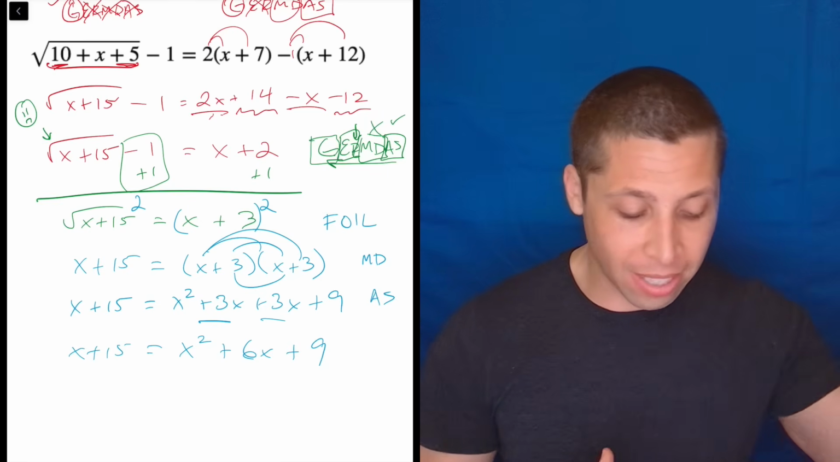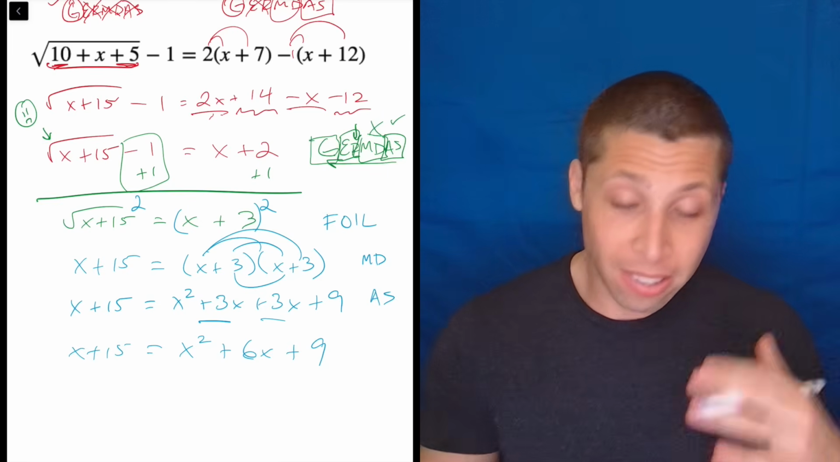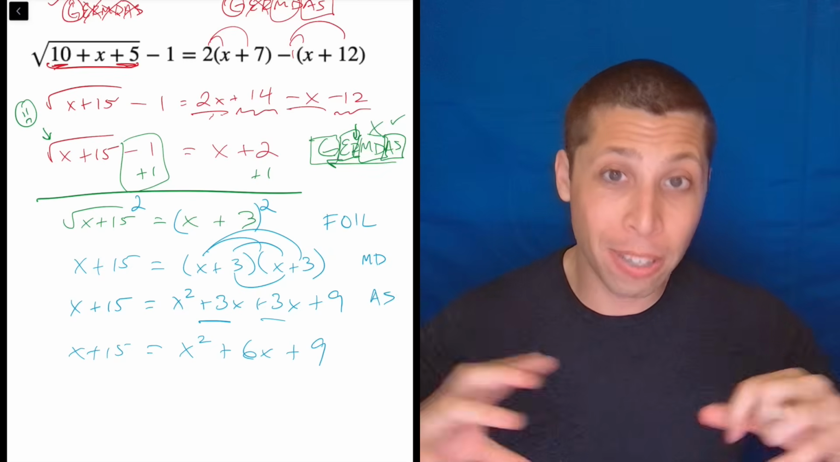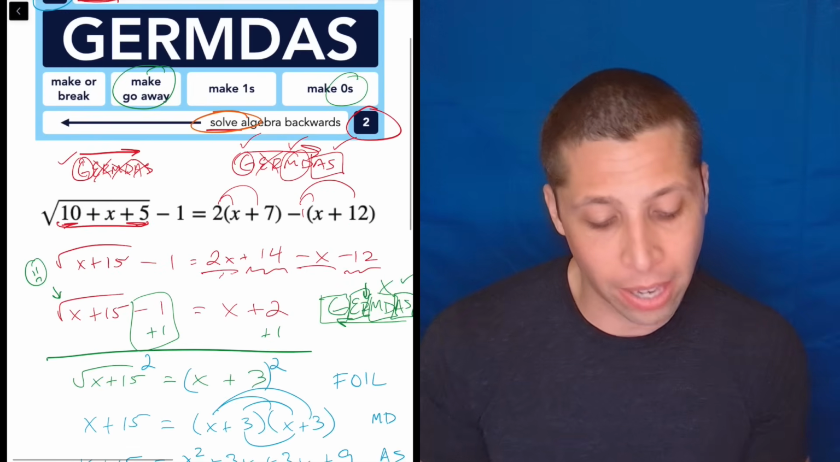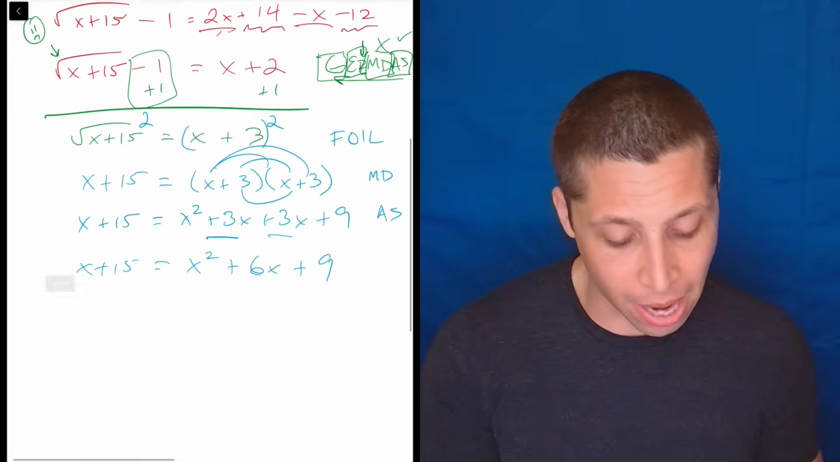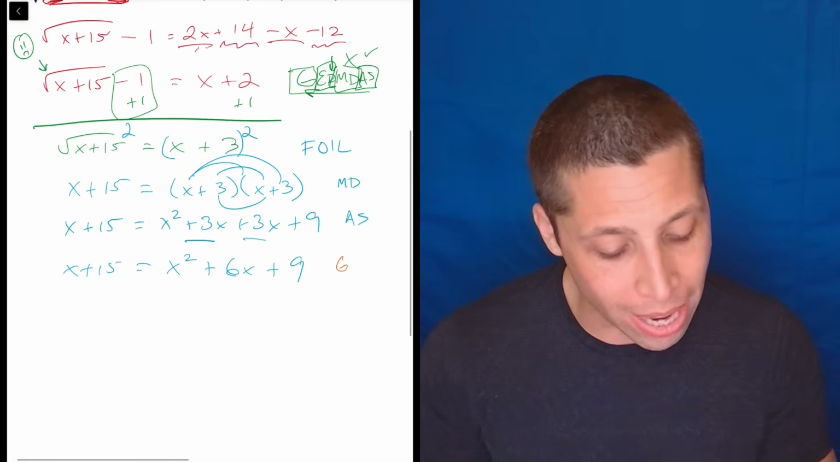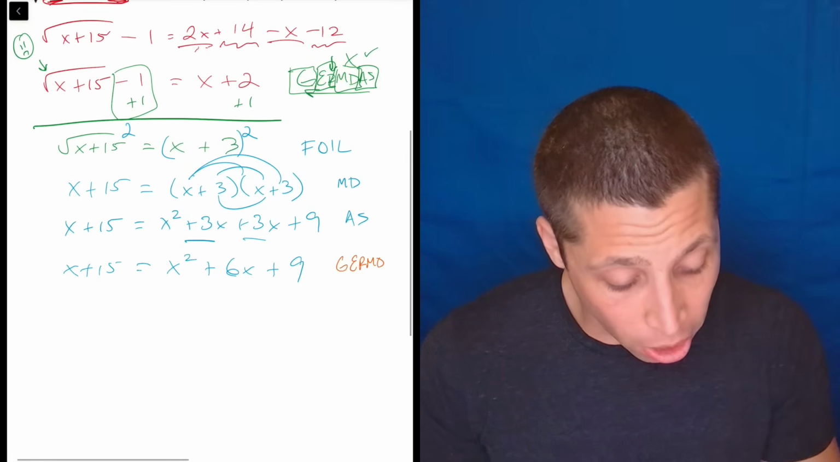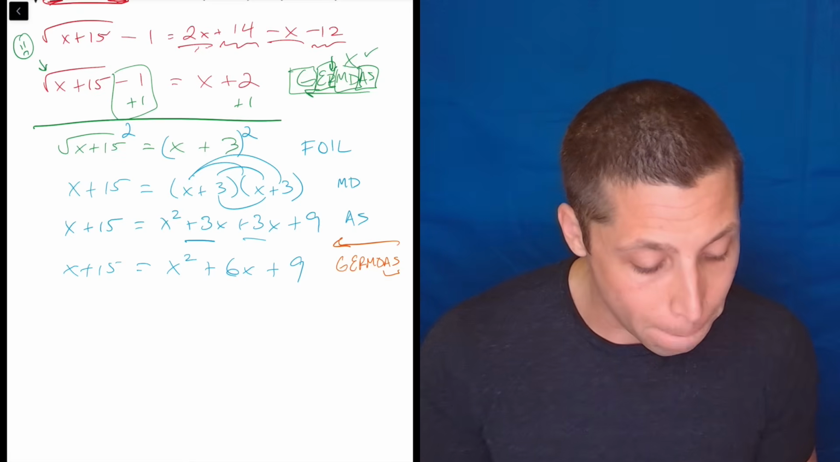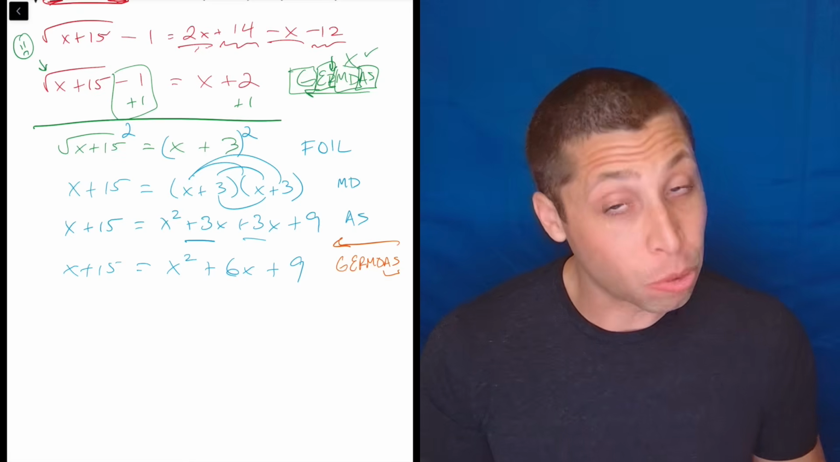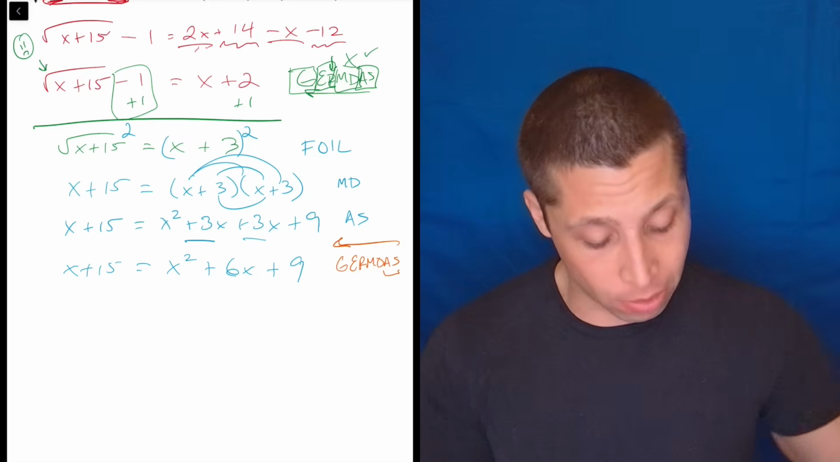Now the x squared, the 6x, and the 9, those can't be added. The x and the 15 on the left side, they can't be added. I have to move things across the equal sign. So I'm back to solving, to moving backwards through GERMDAS and trying to get things to a good place. Regardless, we would start with addition and subtraction because we're moving backwards, and because we're doing algebra and doing things to both sides of an equation.